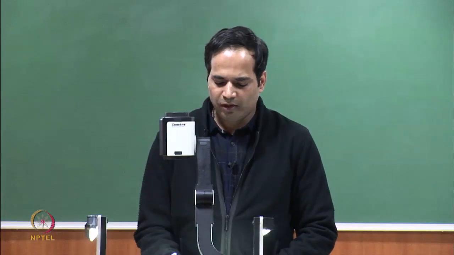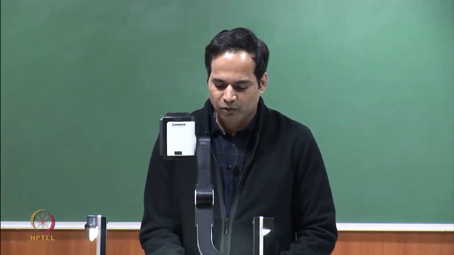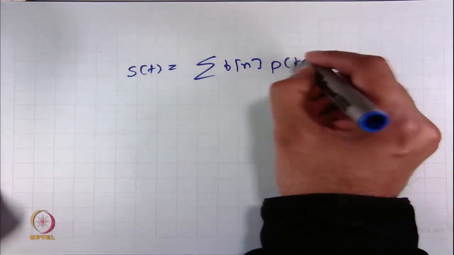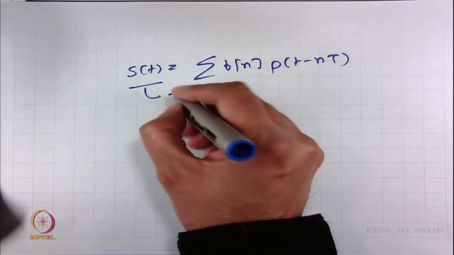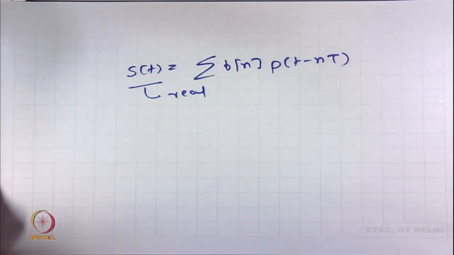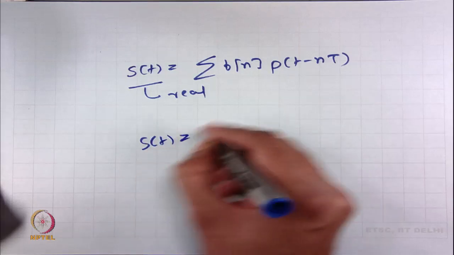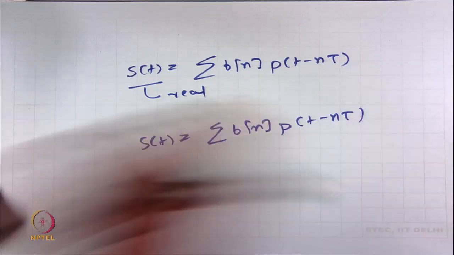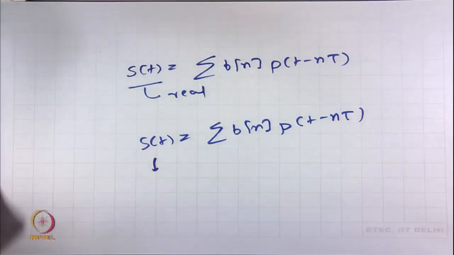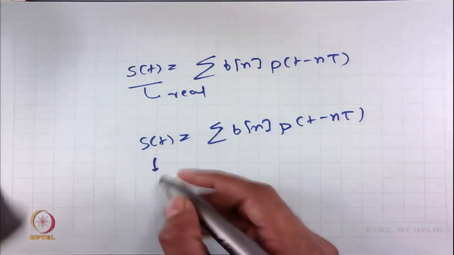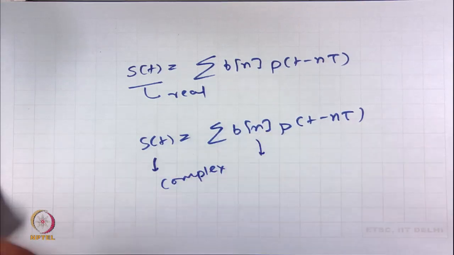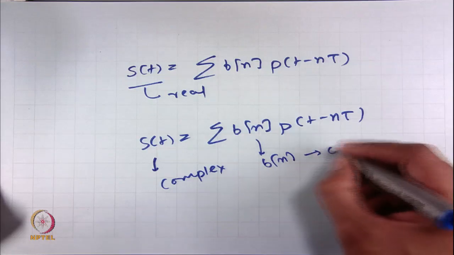So, let us just contrast PAM with QAM. In PAM we have a signal which is restricted to be a real signal. In QAM we have a signal which is a complex signal, otherwise there is no use of QAM. If s(t) in the case of QAM is a real signal, then QAM is the same as PAM. Okay. So, in QAM the signal s(t) has to be a complex signal, which can happen when this b_n takes complex values.